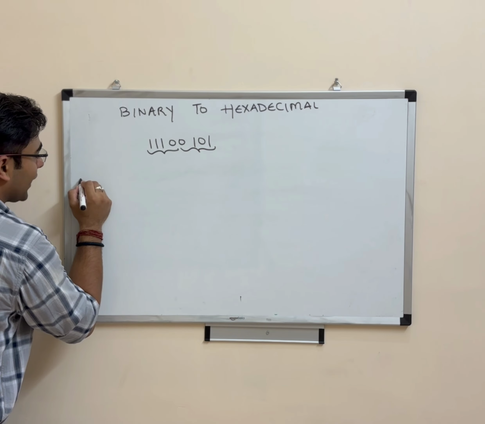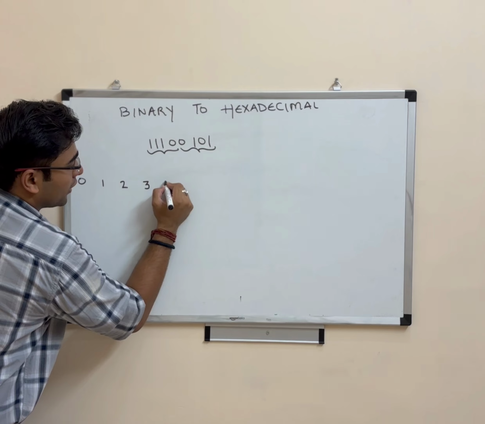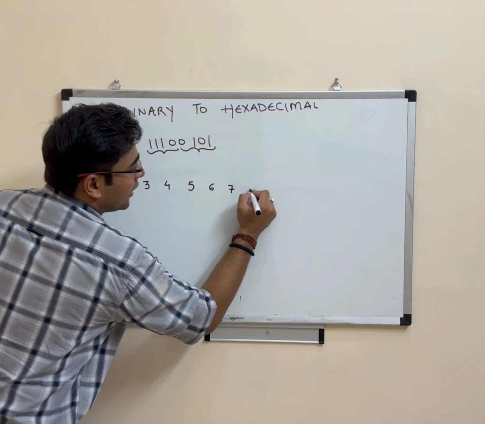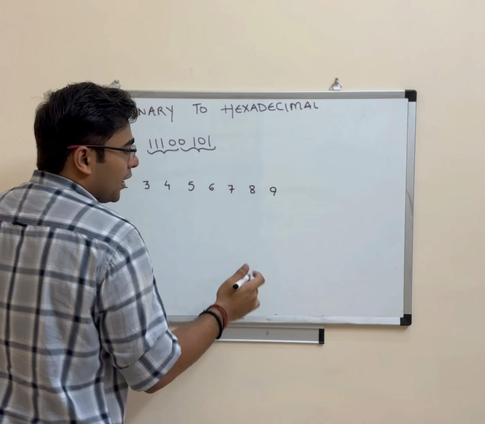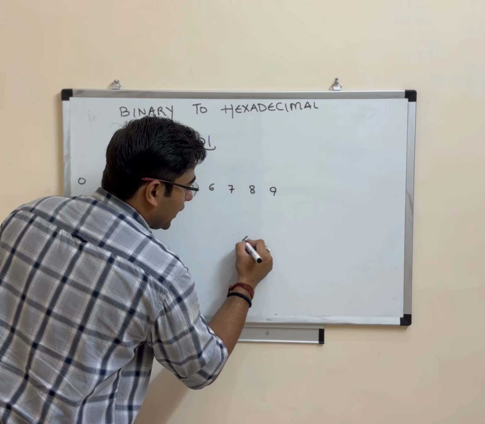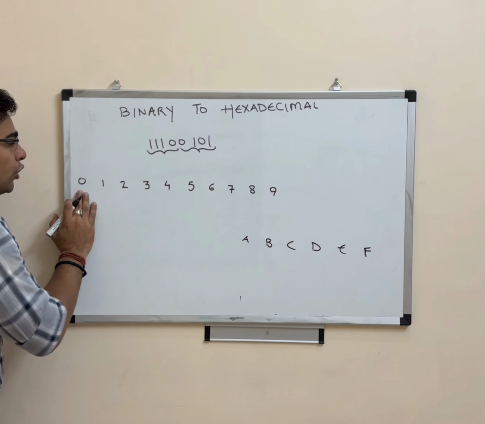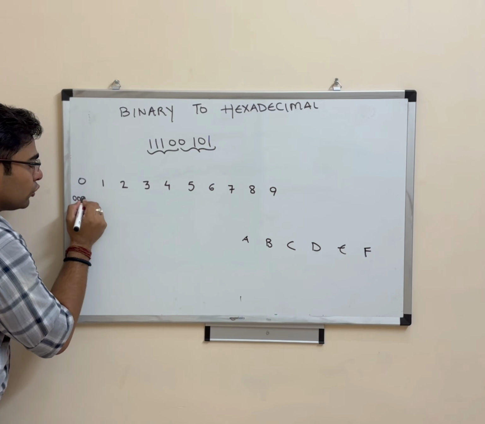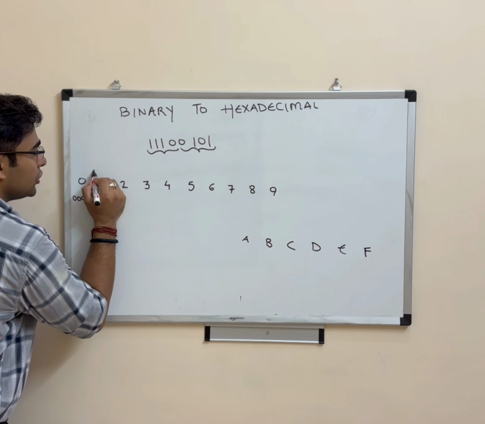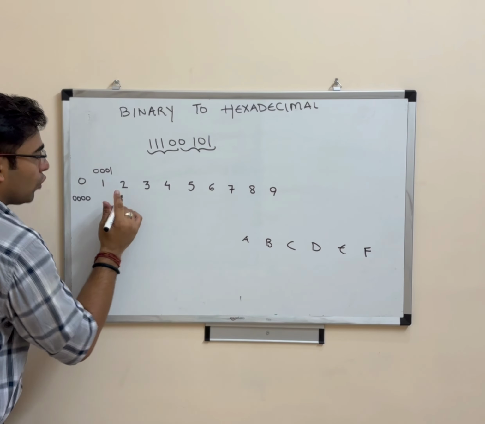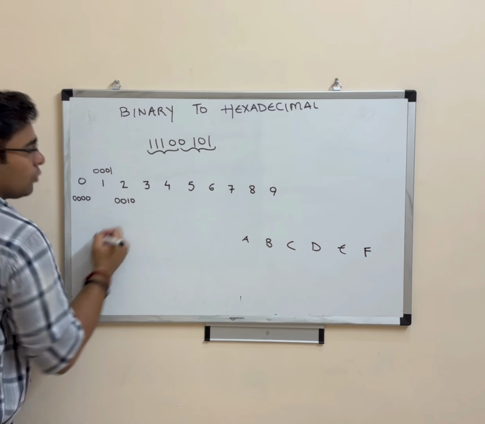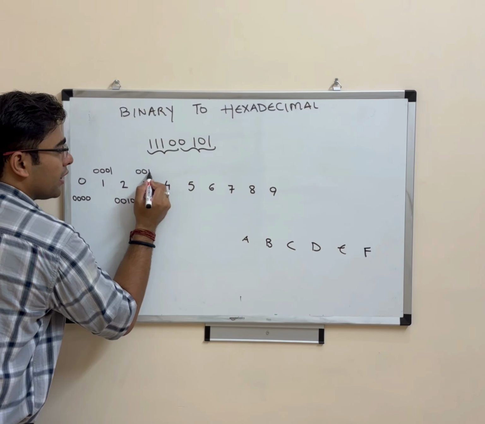What you will do is, you write 0, 1, 2, 3, 4, 5, 6, 7, 8, 9, and then you will write A, B, C, D, E, F. In order to write 0, you write 0 0 0 0. For 1, it is 0 0 0 1. For 2, it is 0 0 1 0. For 3, it is 0 0 1 1.